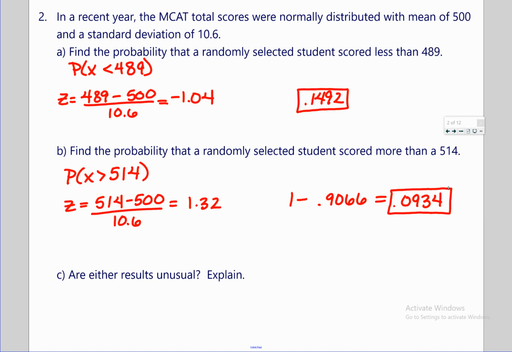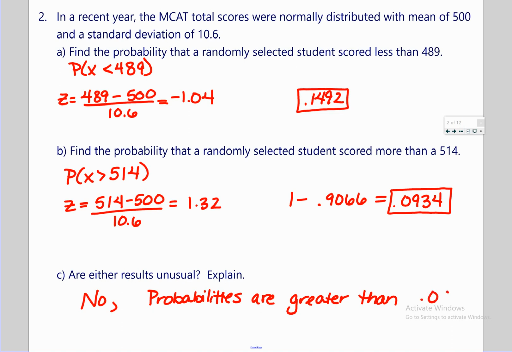Part C, are either of those probabilities unusual? No? Why? Yeah, both the probabilities, write it down in words, are greater than 0.05. Anything less than 5%, 0.05, is considered unusual. Okay. Questions on number 2? Okay, number 3.